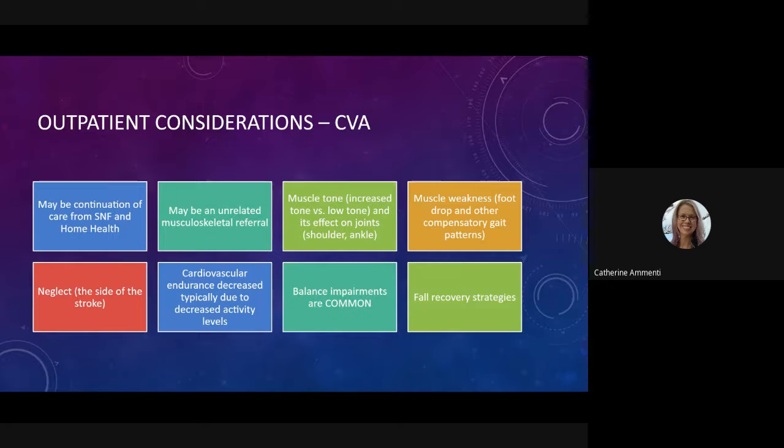Cardiovascular endurance is often decreased, typically due to decreased activity levels. Balance impairments are very common, and oftentimes we're working on fall recovery strategies with these patients because the likelihood of falling increases if you've had a stroke, especially if it's affected the lower extremity.